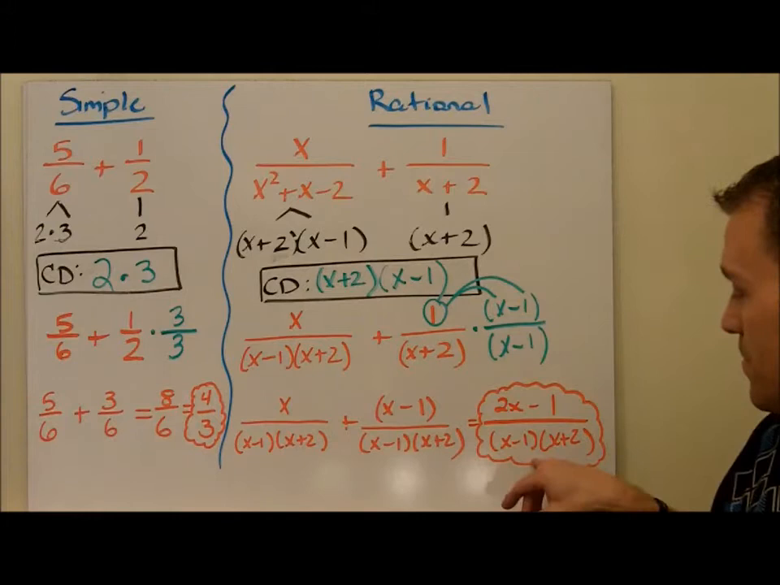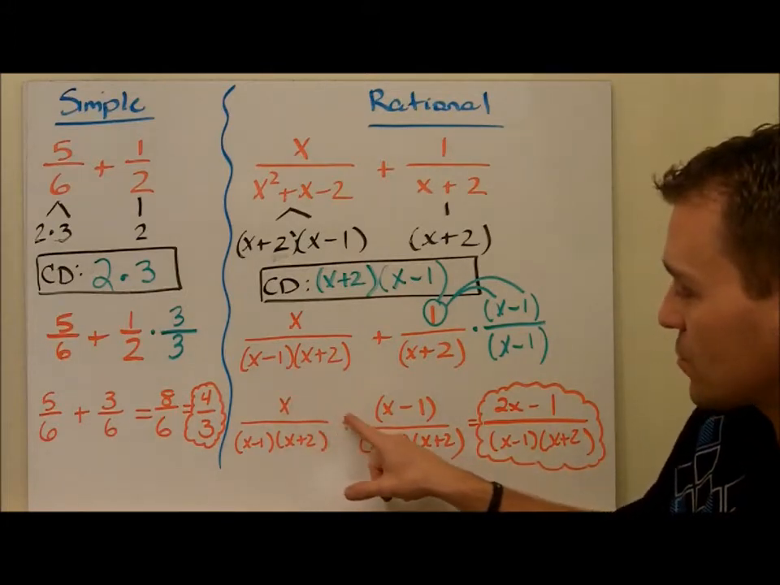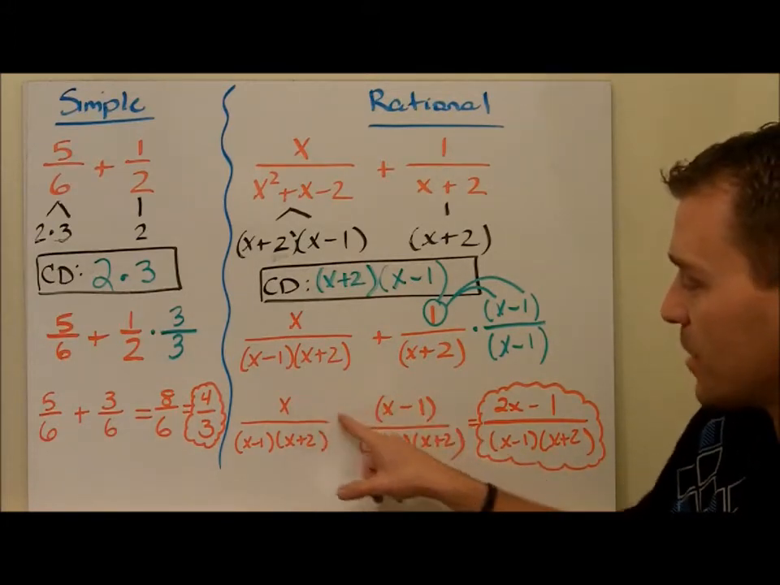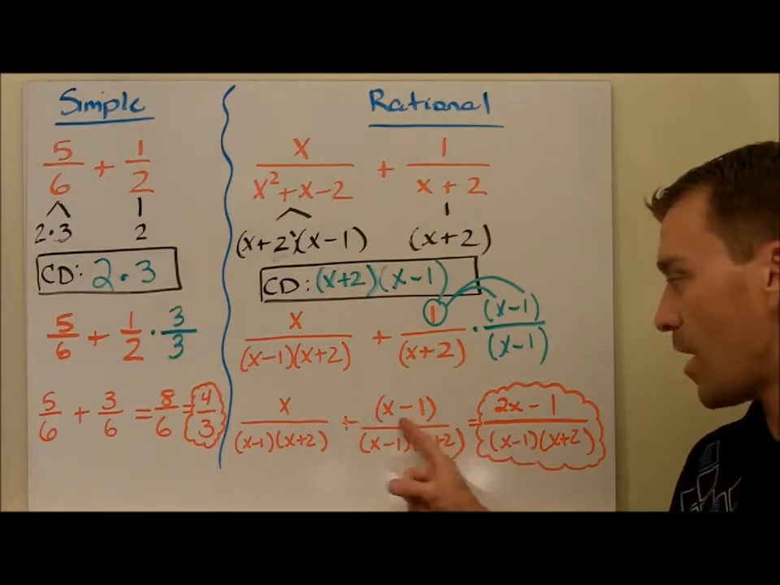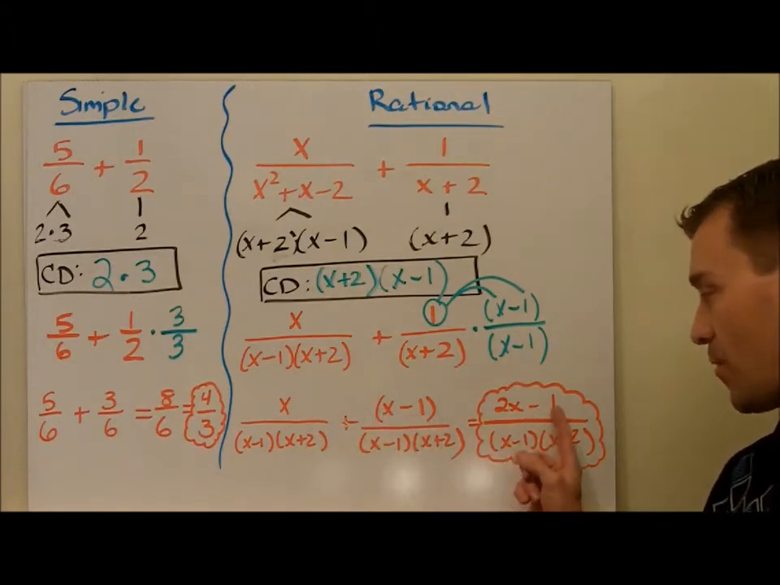Let's go over to this one. Denominators stay the same. Across the actual numerators, I must add them. So x plus x, they're my like terms. That's why I get 2x. Negative 1, there's nothing else to subtract a negative 1.